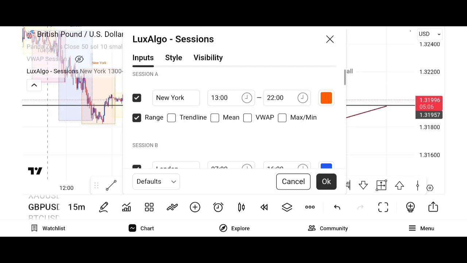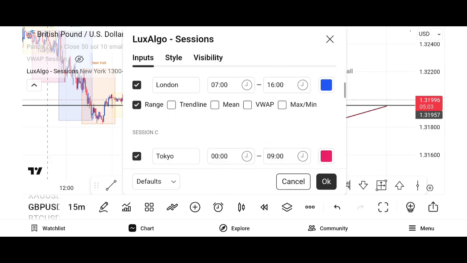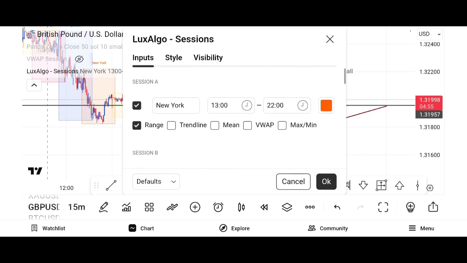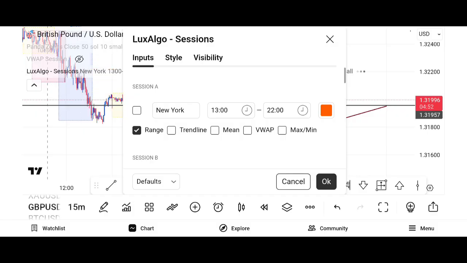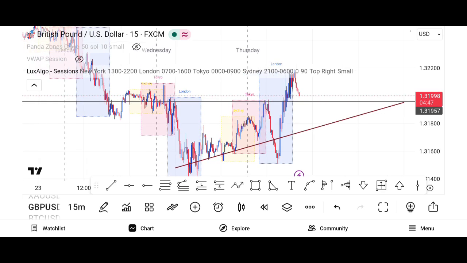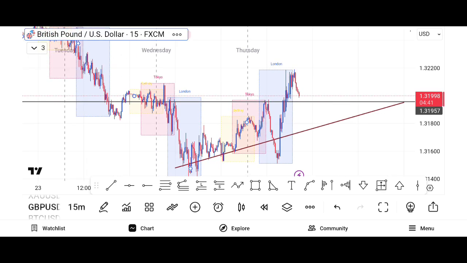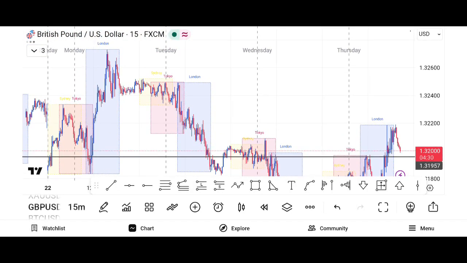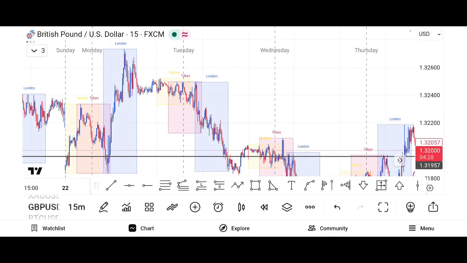Okay, so we have the New York session, the London session, the Tokyo, and the Sydney. The Tokyo and the Sydney are both the Asian session. So I'm going to remove the New York session, delete it so it's not visible. Once the New York session is gone, you can see three sessions: the Sydney, Tokyo, and London, the Asian and London sessions. Let me come back here. Let's start from here.